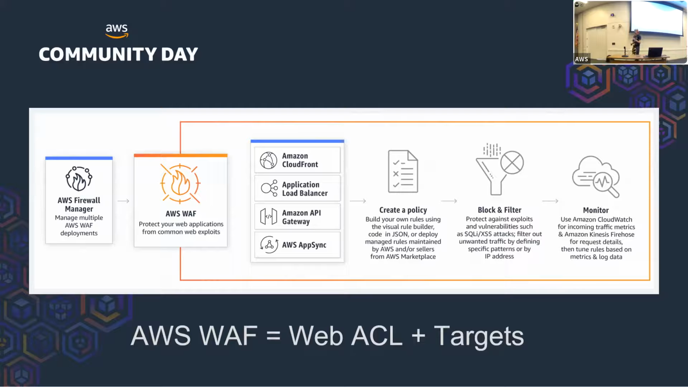WAF is a standard term, but AWS has their AWS WAF service. And this is really composed of what they call a web ACL, or access control list, plus a bunch of targets you've associated it with, and that creates an instance of the web application firewall. They support a number of different services. This is tightly integrated with application load balancers, CloudFront distributions, API gateways, and AWS AppSync.